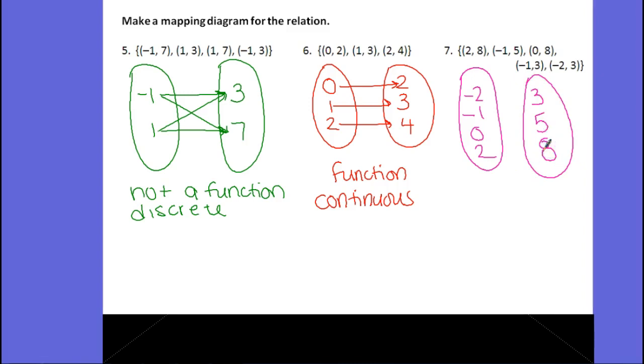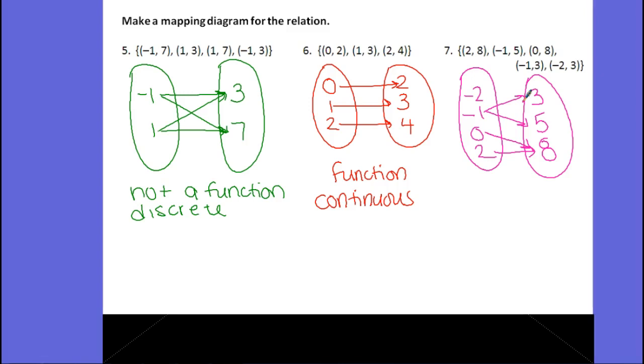Okay, in 7, we have the 2 maps to 8, -1 maps to 5, 0 maps to 8. So right now, this would still be a function. So even though 0 and 2 both map to 8, we're a function. Where it fails to be a function is when -1 also maps to 3.